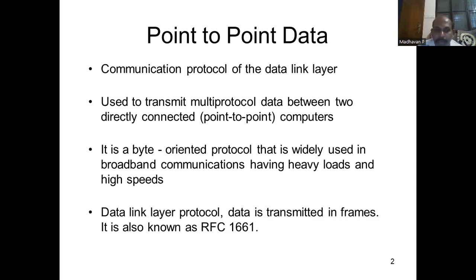So today we are going to discuss these protocols. We have the triple P protocol, and we have one more protocol called HDLC. These two protocols act as data transfer communication protocols. In triple P, the data are transmitted in a sequence of frames, which is listed in RFC 1661.